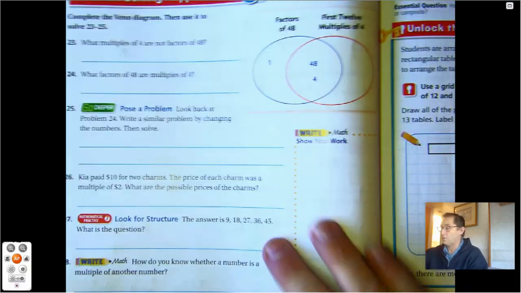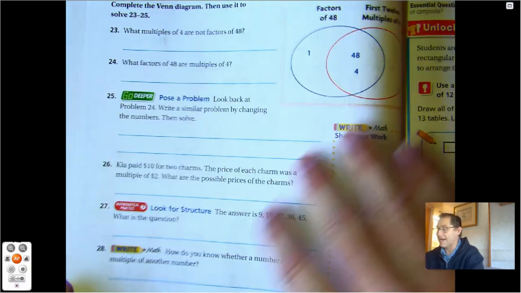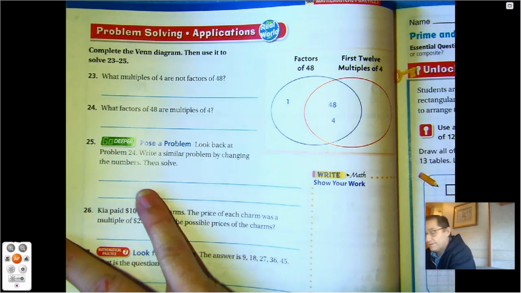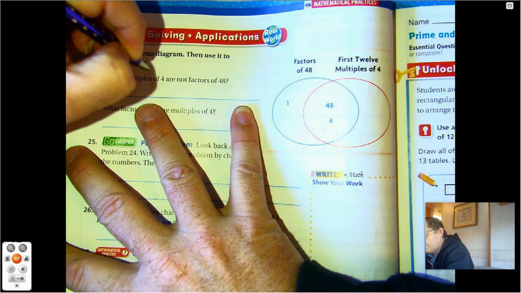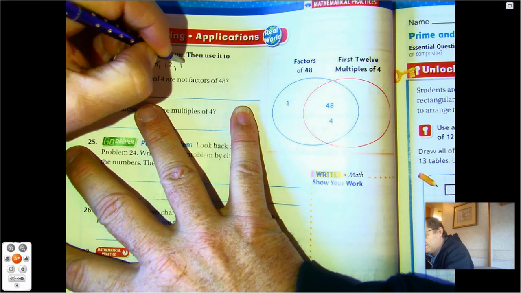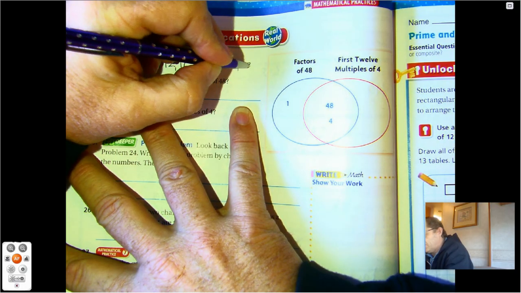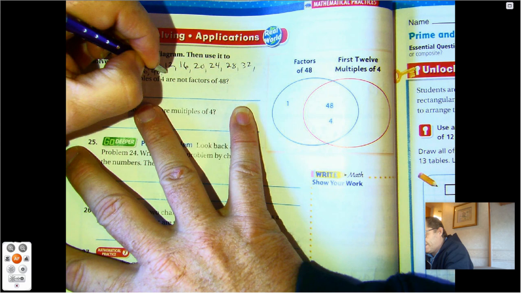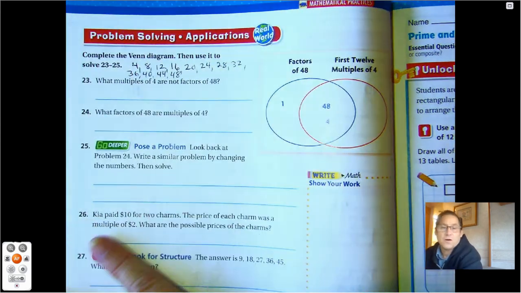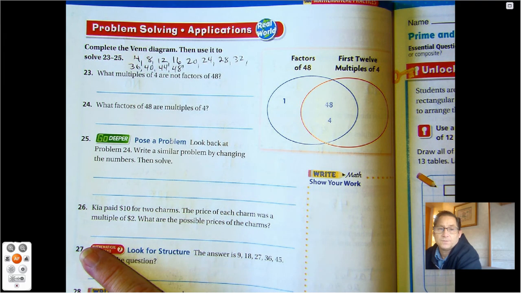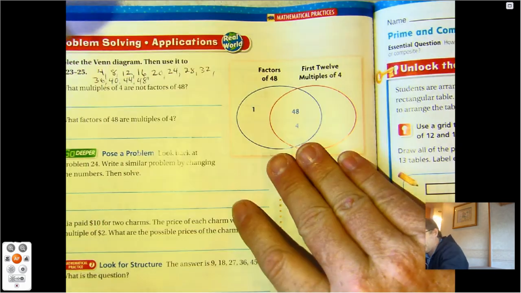Okay, page 218. What multiples of 4 are not factors of 48? Okay, so 4, 8, 12, 16, 20, 24, 28, 32, 36, 40, 44, 48. Okay, so those are the multiples of 4. Now, which ones are not factors of 48? So what are the first 12 multiples of 4? Okay, well, we listed those.